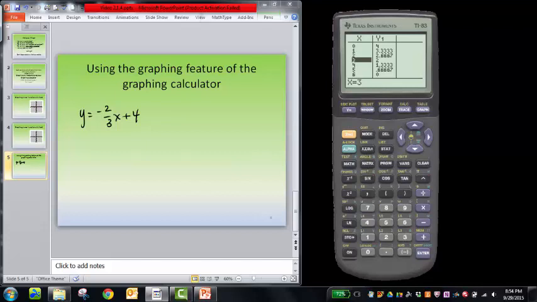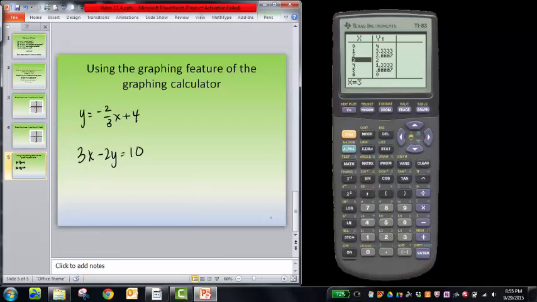All right, now what if you were not given an equation that was in this form? For example, you were given that 3x minus 2y equals 10 equation. Well, you have to go ahead and solve that for y, and then you'll be able to enter it.